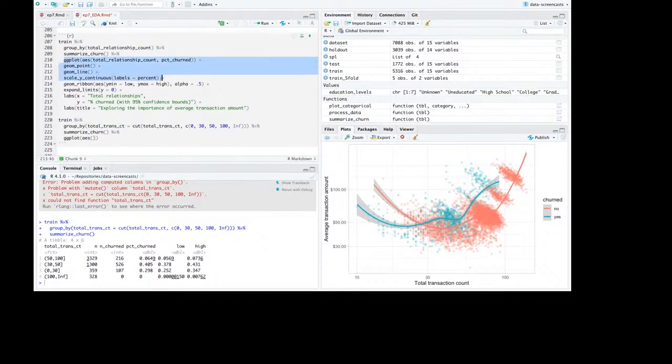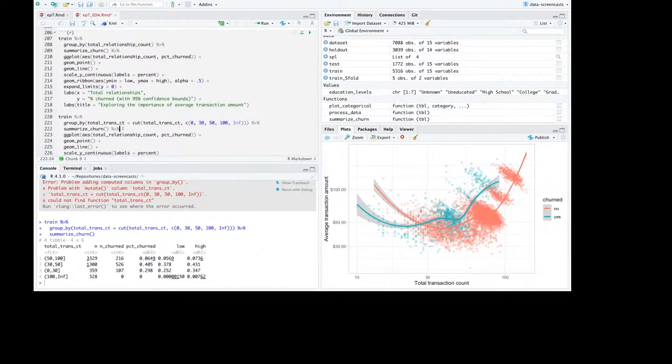Basically the same one I had before. Notice most of them are 50 to 100.